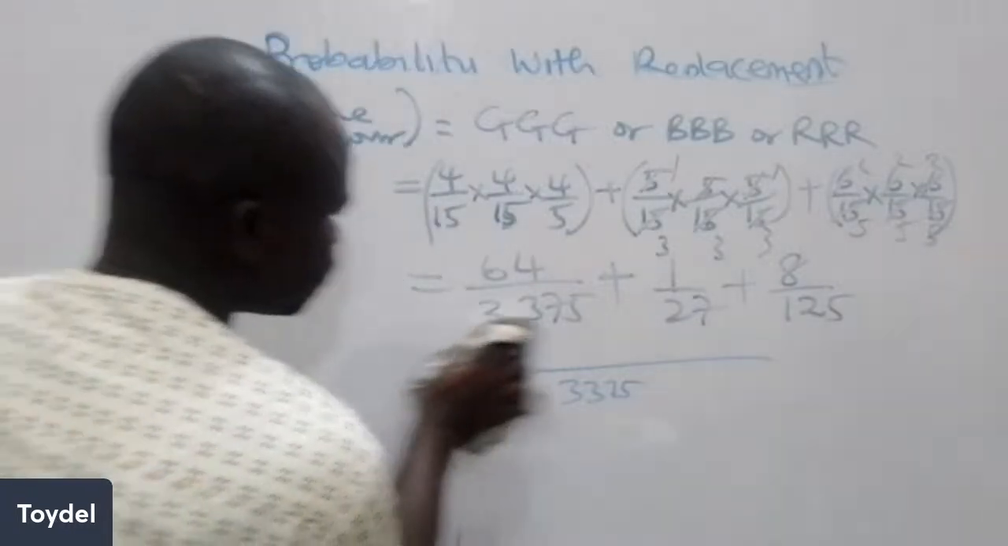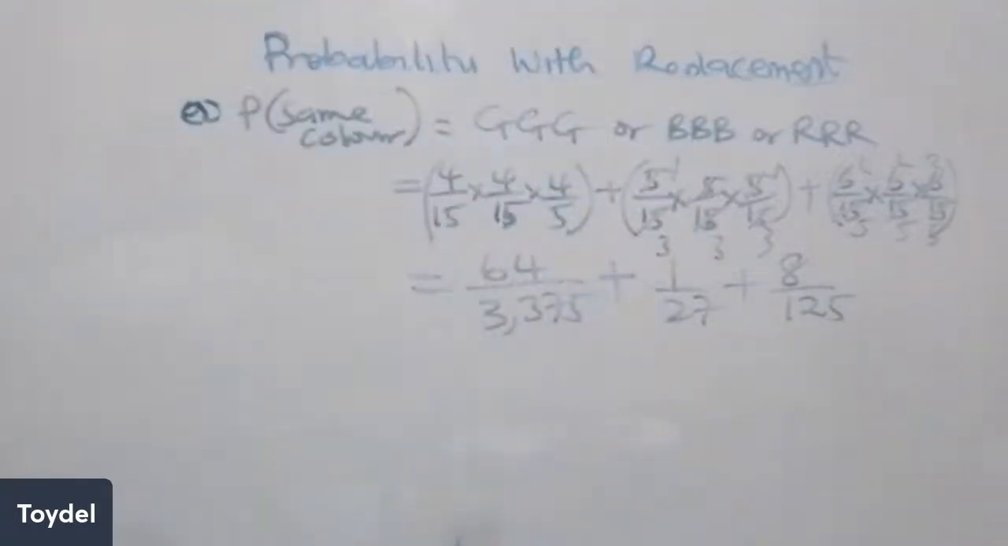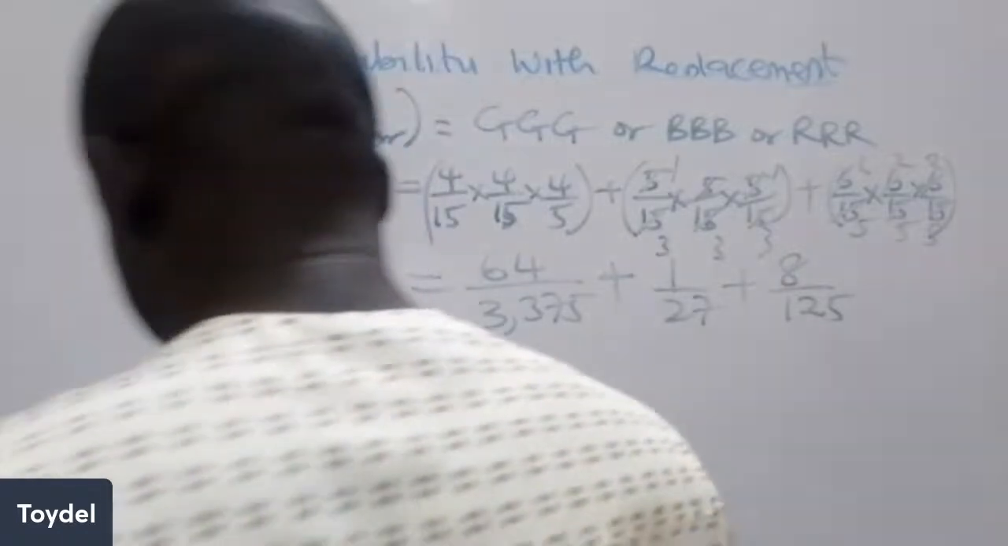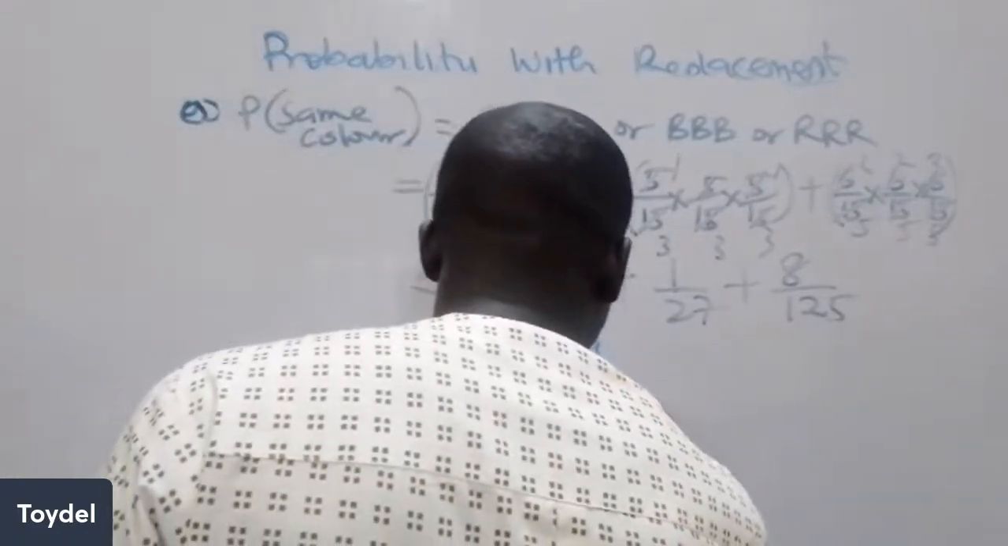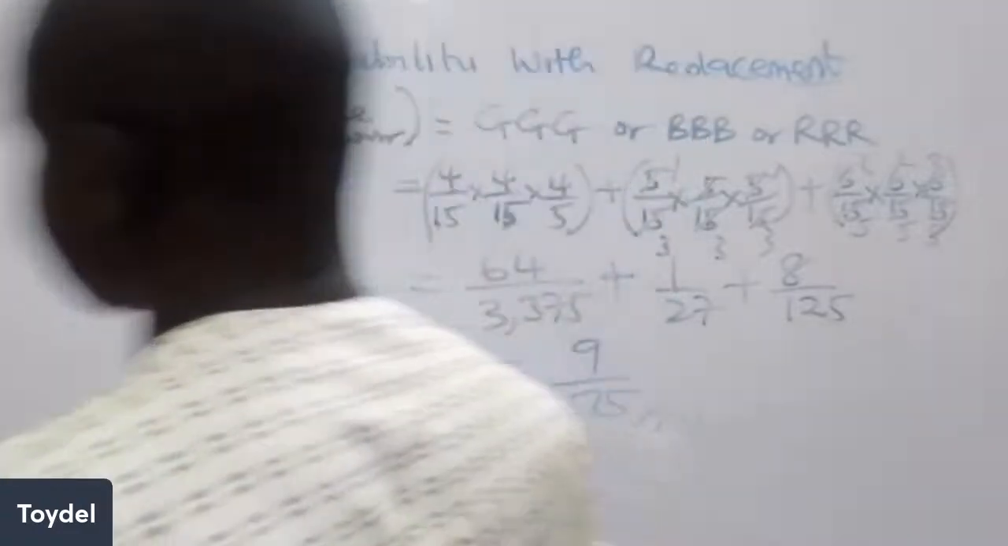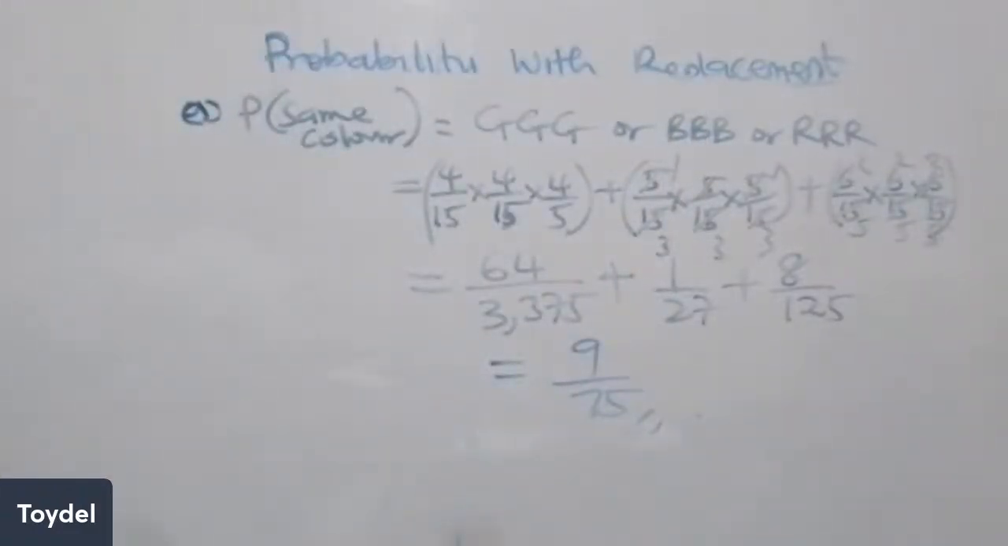So if we take the LCM from here, you can actually go through the process. Because of our time, I can go ahead and write the final answer. If you take the LCM and do some cancellation, at the end of the day, you are going to get 9/75 as the probability when the balls are of the same color. So that's what we are going to get.